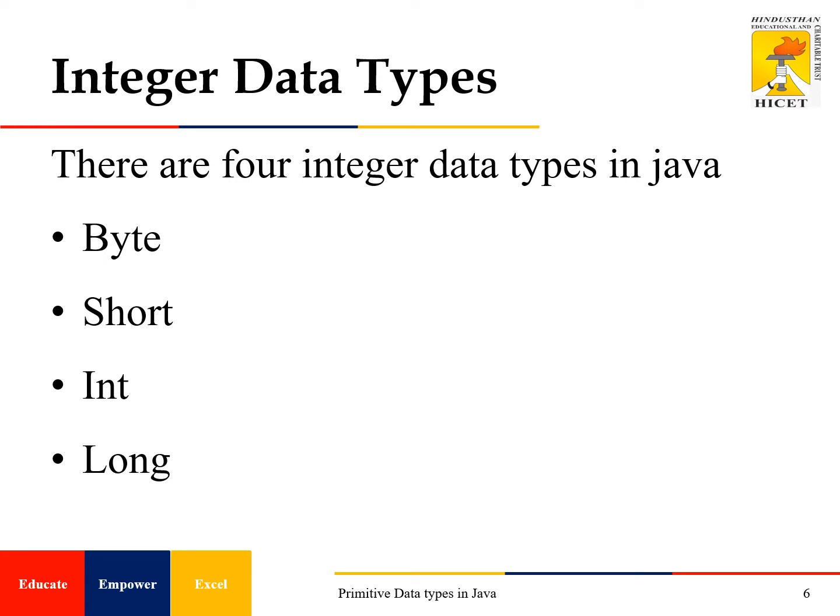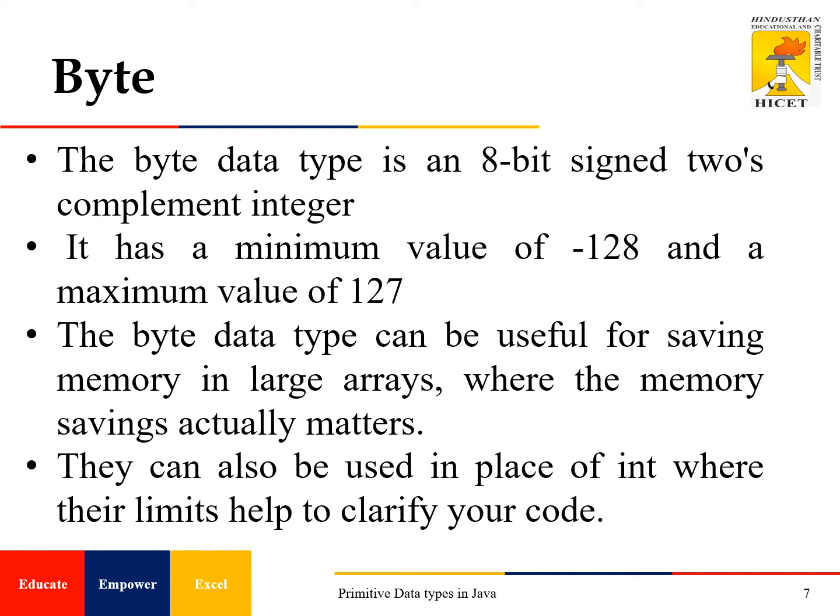So first let me see about the integer data types. There are 4 data types that come under integer: byte, short, int and long. These 4 are the integer data types. First let me see about byte. So byte is an 8-bit storage, and it is a signed 2's complement integer. You can store a minimum of minus 128 to a maximum of 127, including that 127.